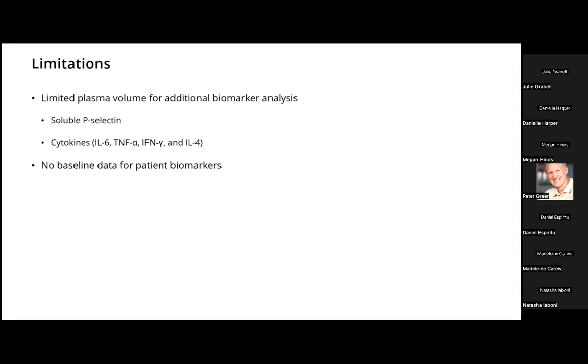I also want to point out that just based on the nature of this study, I'm not able to have baseline data for the patient biomarkers. And this would be really valuable because I do have an already sick population with a lot of pre-existing comorbidities. So it would be nice, as a comparison, to see where they're sitting with things like VWF, and then compare that to these really high levels that I'm seeing after they have COVID-19.